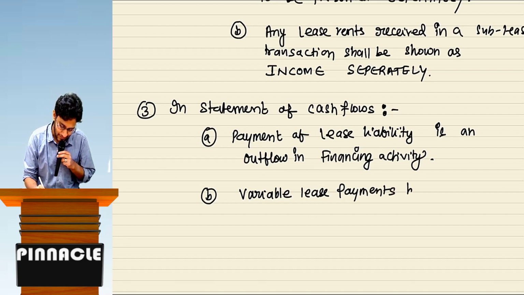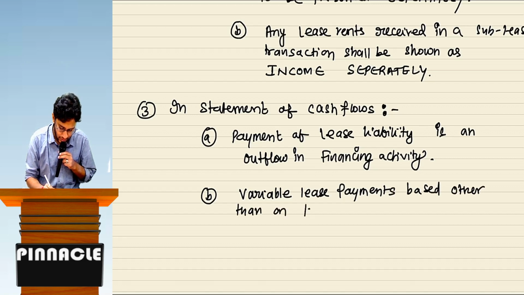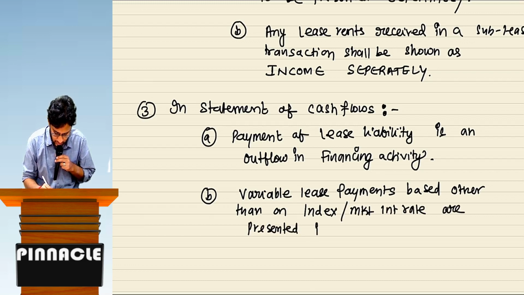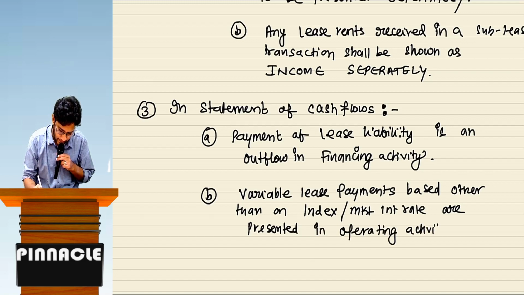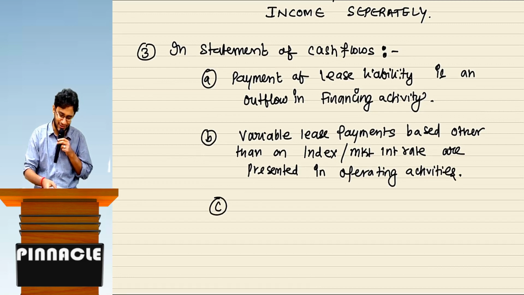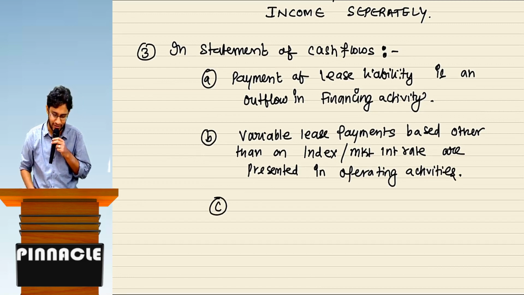Variable lease payments other than those based on index or market interest rate are presented in operating activities. Last one, at least this one you tell correctly. First one wrong, second one a fluke, correct.